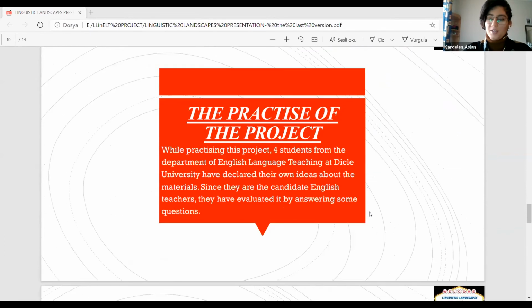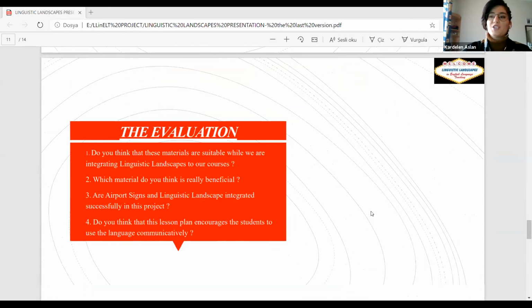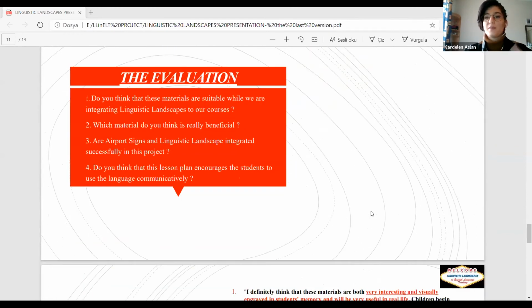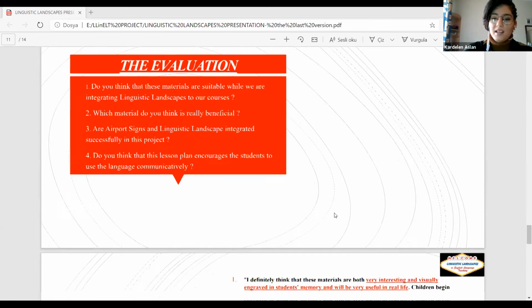While evaluating this project, as I said, 4 English language teacher candidates from the university have been selected as the universe of this study. So they will evaluate this study according to some evaluation criteria we have right here. Firstly, they will answer whether these materials are suitable while we are integrating linguistic landscapes to our courses, whether these materials are beneficial, and whether these materials integrate airport signs and linguistic landscape successfully into our material, and also what they think about this plan in general.